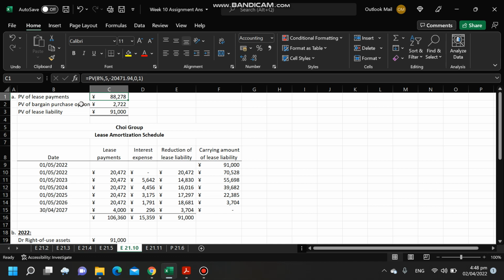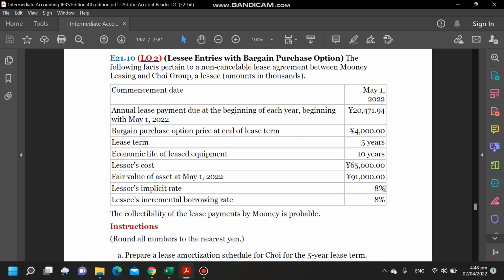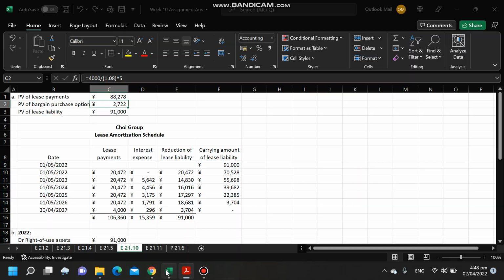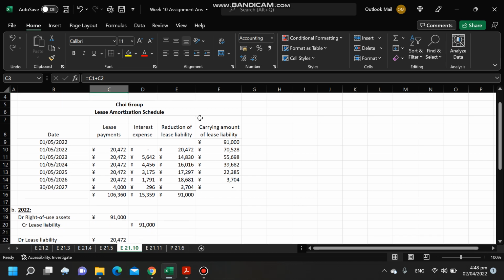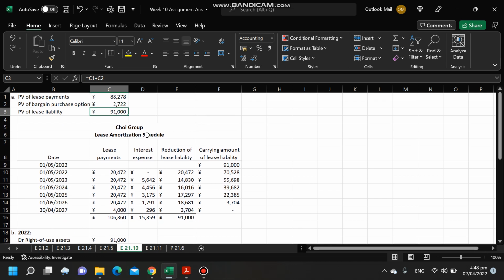And then the present value of the bargain purchase option, just use the single sum. So 4,000 divided by 1.08 to the power of 5. You can pay attention to the implicit rate and the incremental borrowing rate, which are just the same. That's why we use 8%. And then the present value of the lease liability is 91,000. So we can make the amortization schedule now.